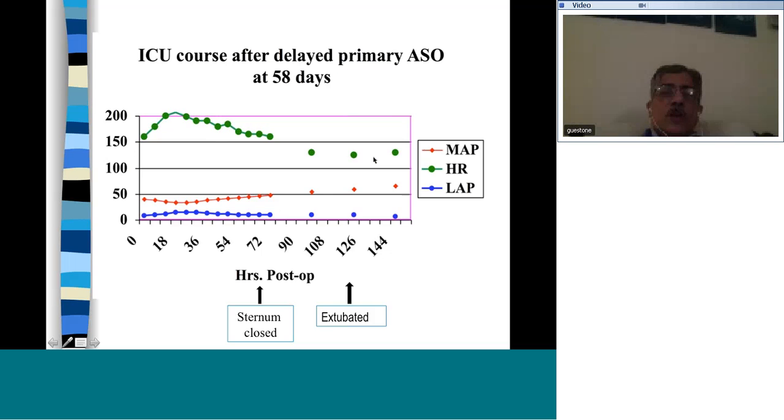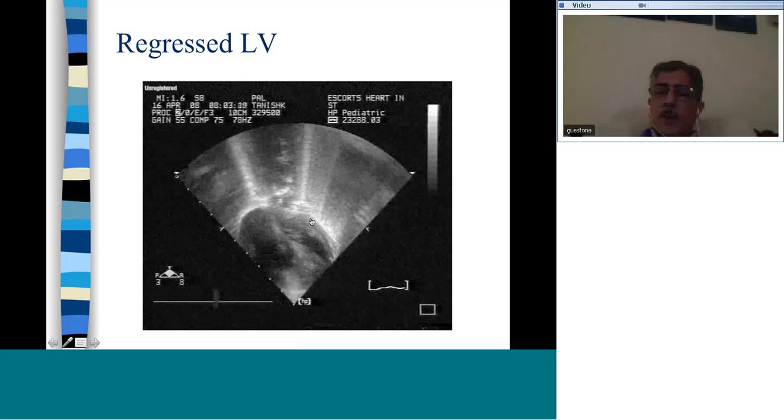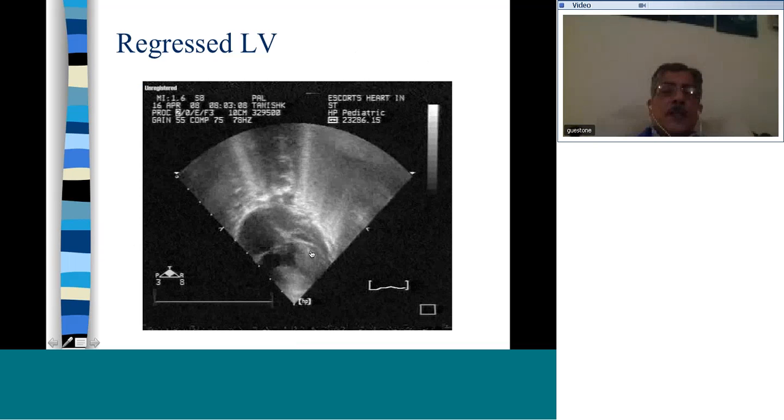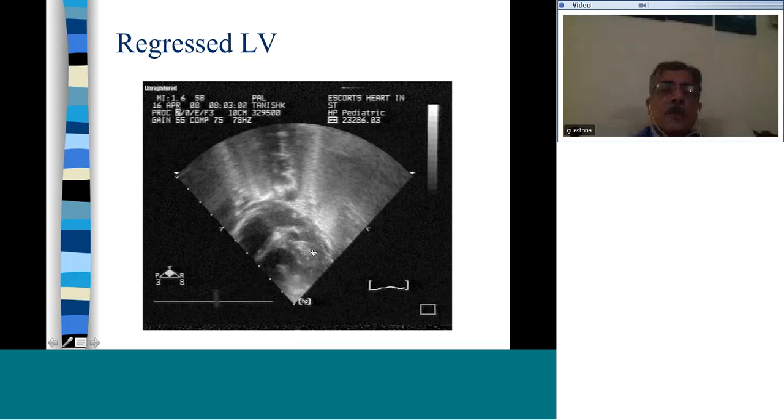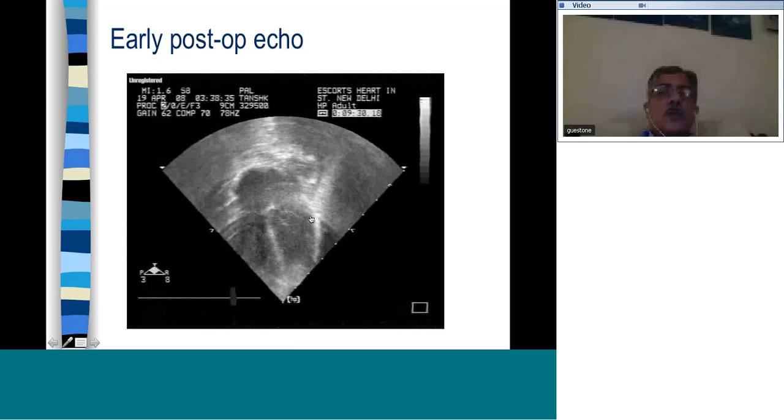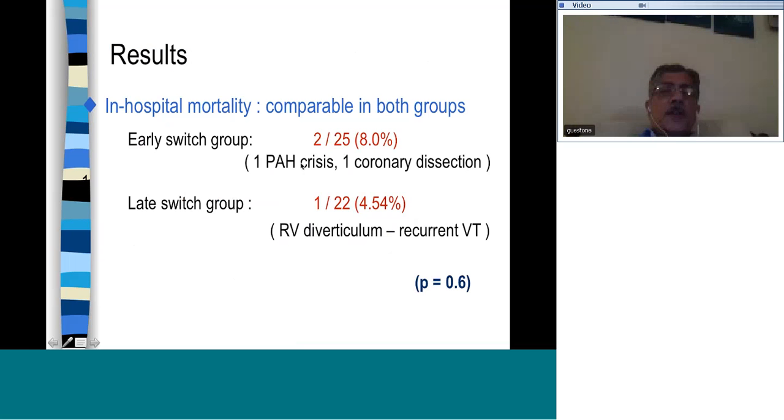So this is how the echo looks. You can see this regressed left ventricle, a banana-shaped left ventricle, which is thin-walled. And then you do a primary arterial switch, and you can see the immediate response. This is very significant tachycardia. The ventricle is dilated and thin-walled. But over the course of 3-4 days, this ventricle prepares itself and normalizes. And so in our own experience, when we compare two groups, late primary arterial switch as well as patients done in the neonatal period, the mortality was comparable in both groups.